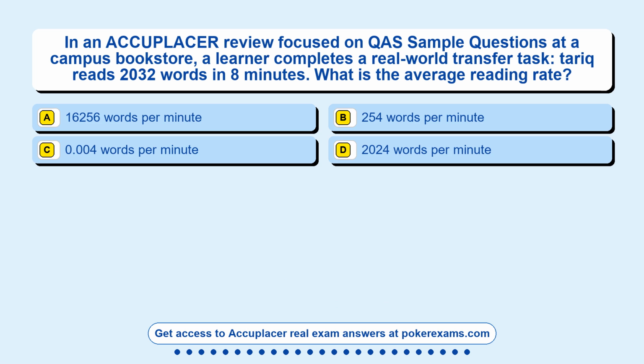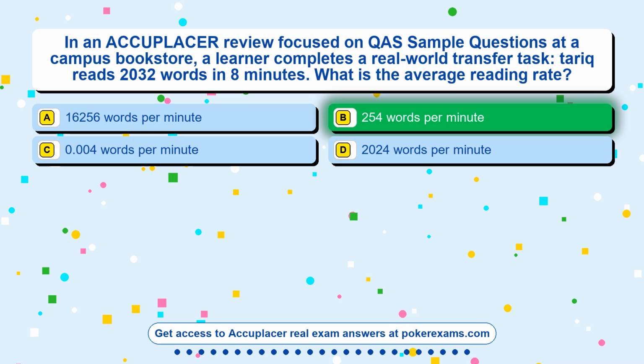Question 21. In an ACCUPLACER review focused on QAS sample questions at a campus bookstore, a learner completes a real-world transfer task. Tarek reads 2032 words in 8 minutes. What is the average reading rate? Option A, 16,256 words per minute. Option B, 254 words per minute. Option C, 0.004 words per minute. Option D, 2024 words per minute. The correct answer is option B, 254 words per minute.